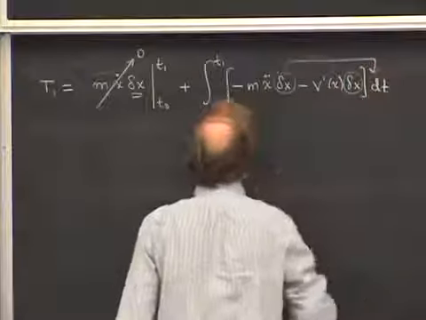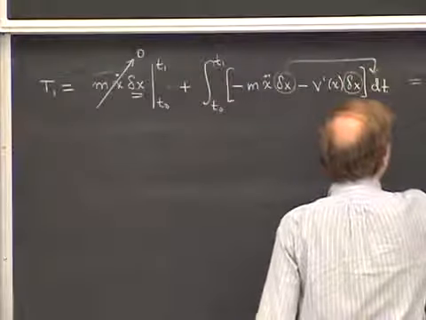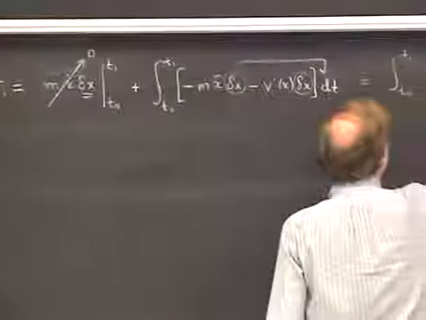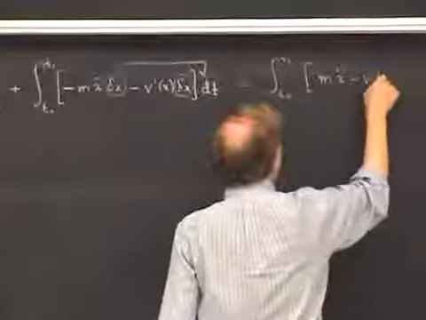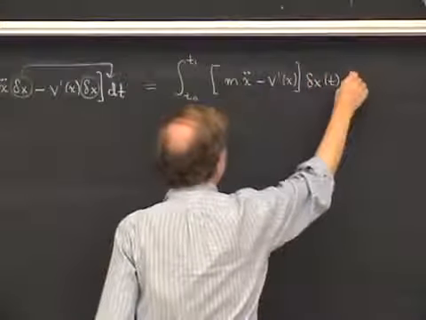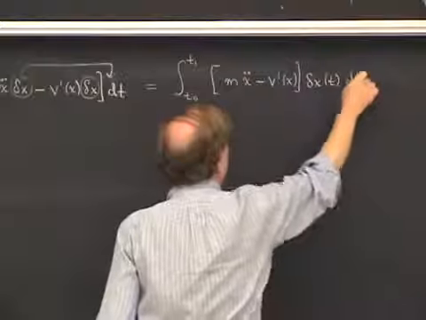As far as the second term is concerned, there's a common factor of delta x, which I'll take out. And so this turns into an integral from t0 to t1 of m times x double dot minus V prime of x, multiplied times delta x, which is a function of time, of course, times dt.